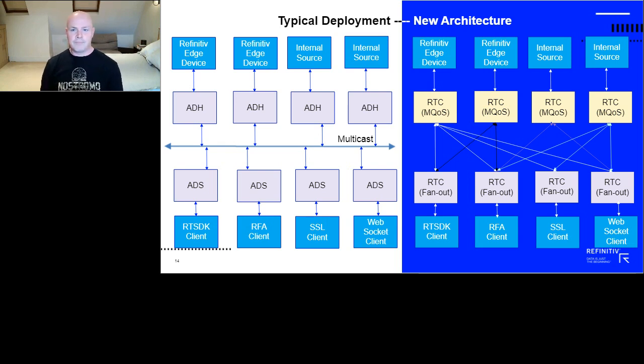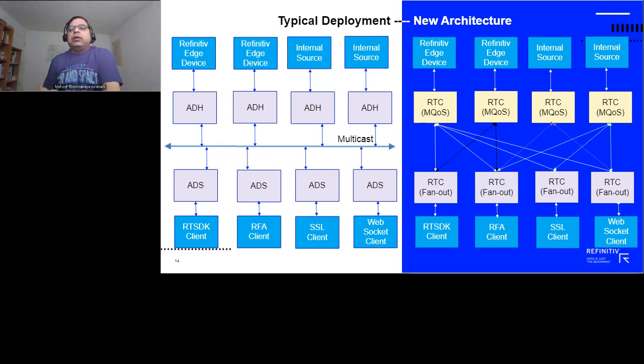Thank you, Matt. So in certain environments, such as the cloud, where there is no native multicast support at scale, we need a different architecture than what we are accustomed to. In a typical deployment, we bring in data from multiple vendors and internal sources. The ADH publishes the data onto a multicast backbone, and the ADS, by interest, subscribes to different multicast channels and then provides the data to all the applications: WebSockets, the strategic RTSDK, legacy RFA, SSL. So that is the one that is typically in place.